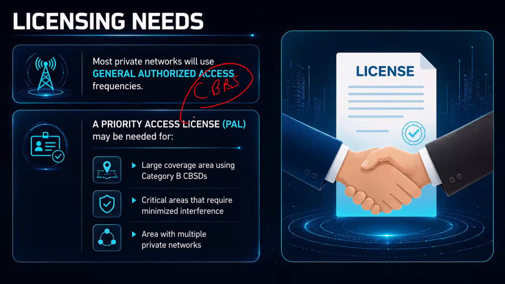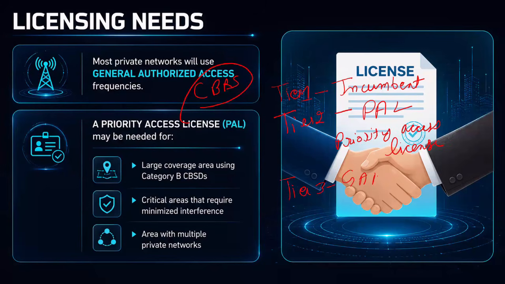And we have already discussed in our previous sessions that CBRS uses a three-tier spectrum sharing model. So in tier one, we have incumbent. In tier two, we have priority access license. In tier three, we have GAA, General Authorized Access. So we have discussed all these things in detail in our previous sessions. So please go through my recordings, and I have already shared the YouTube links with you. Please go through those links and you will get more clarity on these three tiers.